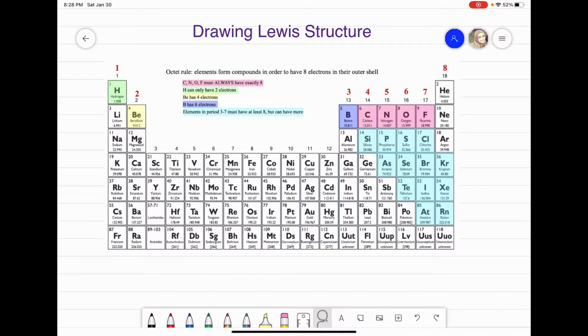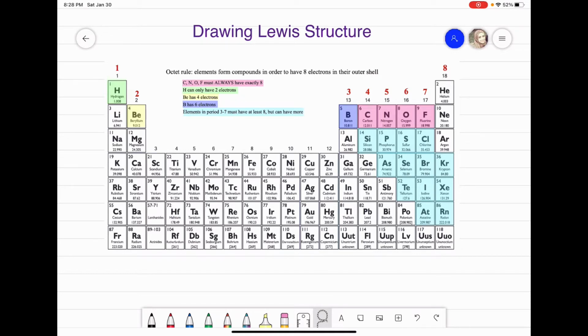A few things that I colored on this periodic table: pink, these are carbon, nitrogen, oxygen, fluorine. These elements must always satisfy the octet rule. You can't have any more electrons or any less electrons. They must always have exactly 8.